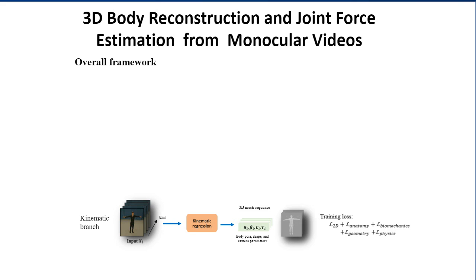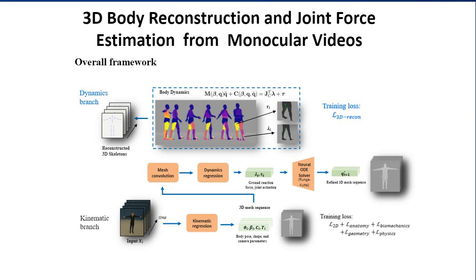And then we feed this to a dynamic branch, right? The dynamic branch implements the Euler-Lagrange equation through this numerical solver. And then we can use the reconstruction loss. Then we get a refined 3D mesh. So by alternately minimizing this static and dynamic loss, we'll be able to get a refined 3D mesh. And in the meantime, we are also able to obtain the physical parameters.